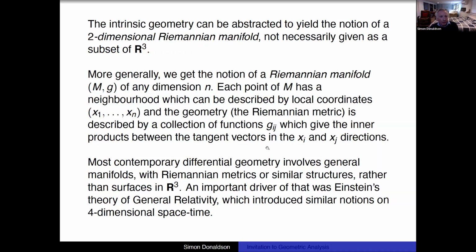So the majority of modern differential geometry research involves structures on general manifolds, structures like Riemannian metrics or related things, rather than the geometry of a surface, or higher dimensional manifold, sitting inside a Euclidean space. An important driver of that development was the theory of general relativity, which of course employed similar notions to a Riemannian manifold in the context of four-dimensional space-time.